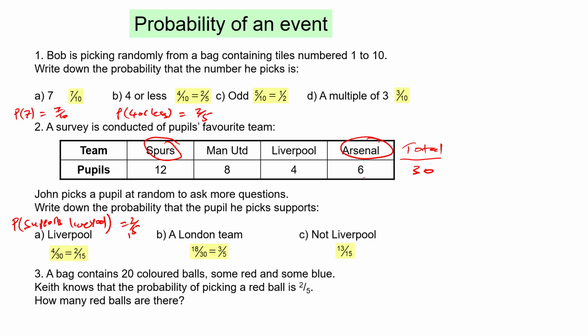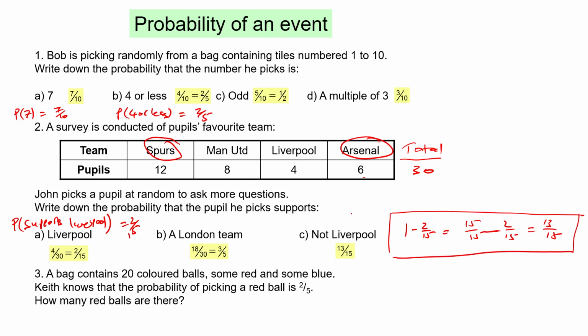Or probability of Liverpool is 2 out of 15. So not Liverpool is anything else. So you could do 1 minus 2 out of 15, which is equal to 15 out of 15 minus 2 out of 15, which is equal to 13 out of 15. So it might be quicker sometimes when it's not Liverpool. Just take the Liverpool one out, or not something out, because we know the total probability is going to be 1.